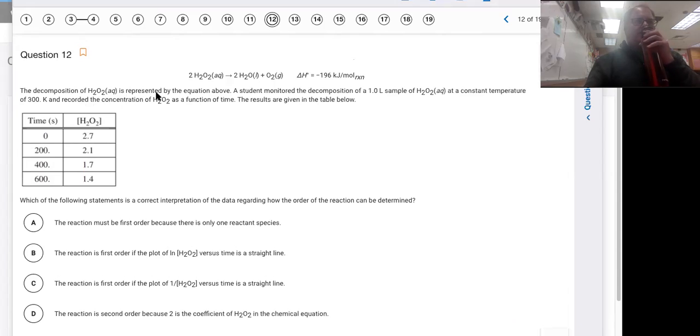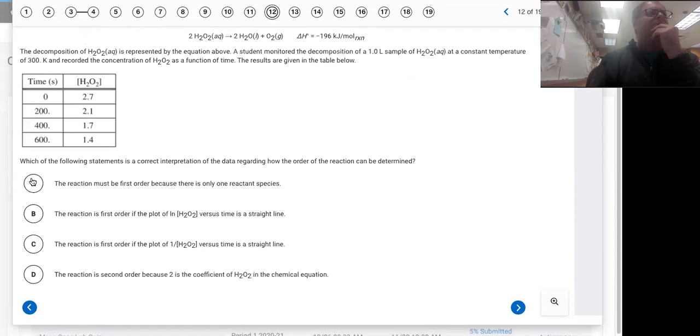Decomposition of H2O2 peroxide is represented by the equation above. A student monitored the decomposition of a 1 liter sample at a constant temperature of 300 K and recorded the concentration of H2O2 as a function of time. Results are given below. 200, 400, 600. We're not losing half on that each time.